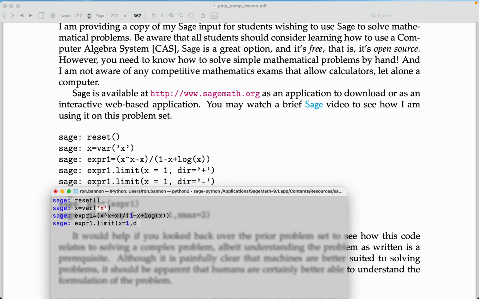The limit is x goes to 1, and I'm going to give it a direction. The direction I want to give it is from the right side, and the typical convention is we use a plus sign, which means from the right of 1. And I get minus 2. Now if we did it from the left side, again the convention is we use a minus sign. From the left of 1, it also gives me minus 2.